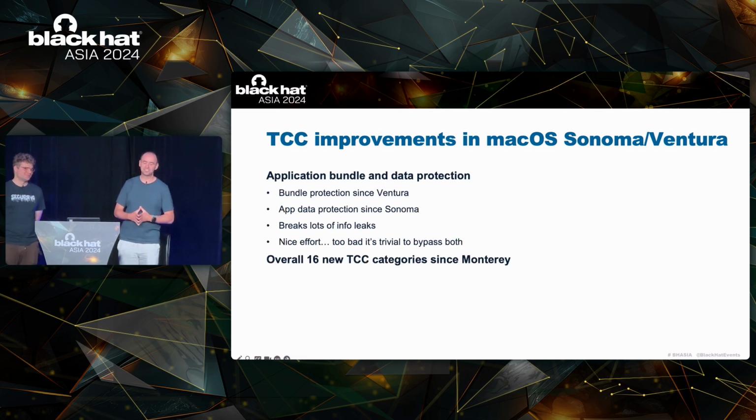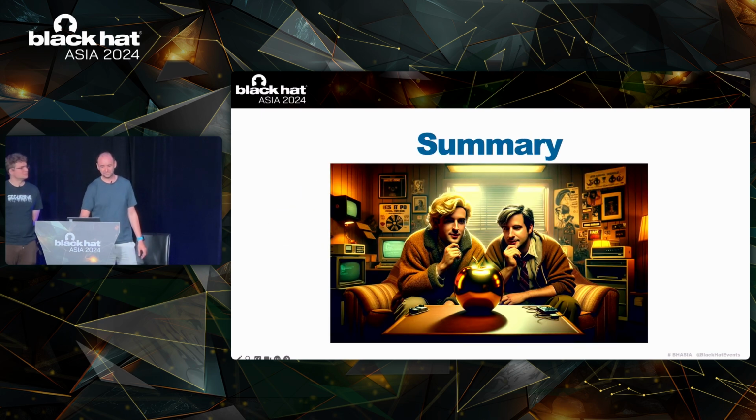Also, the application bundle and data protection, probably that's the most impactful TCC protection since Monterey. It protects the application data and the application itself. At this stage, it's nice, but it's trivial to bypass, and many of our bypasses are still being fixed. And again, overall, there are like 16 new TCC categories in Monterey.